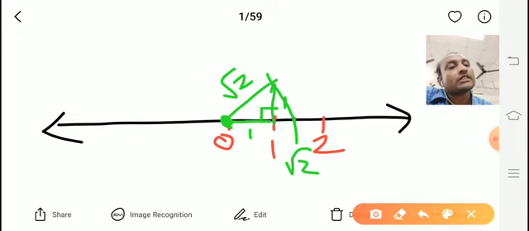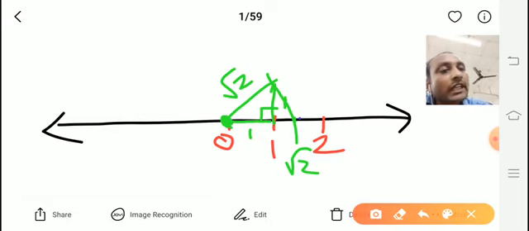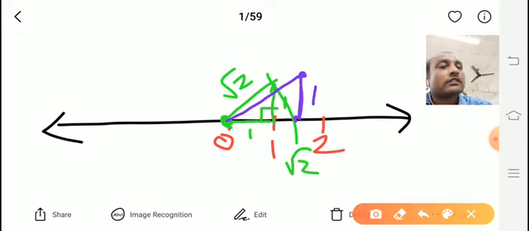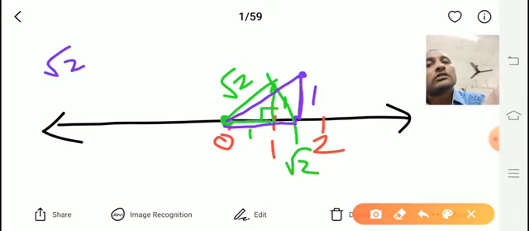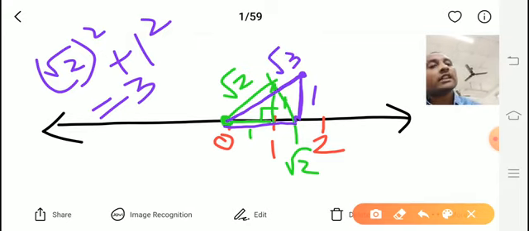Now I wanted to represent root 3 on the number line. To represent root 3, at root 2 draw a 1 centimeter line. And then join 0 with that. Then this is 1 and this length is root 2. So root 2 square plus 1 square is equal to 3. So that means this length will be root 3. So now again using the compass, with 0 as center, you put the compass on 0 and draw an arc like this.